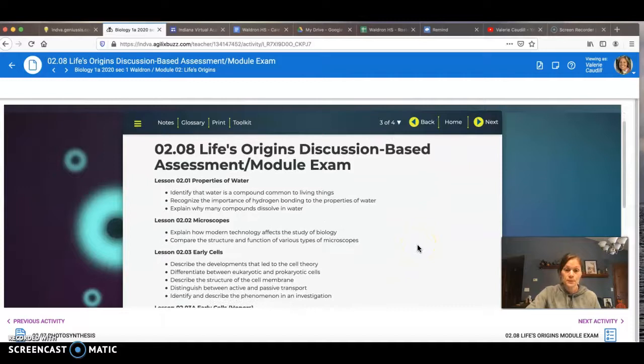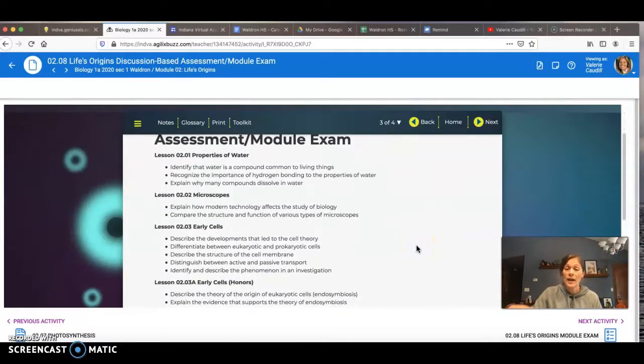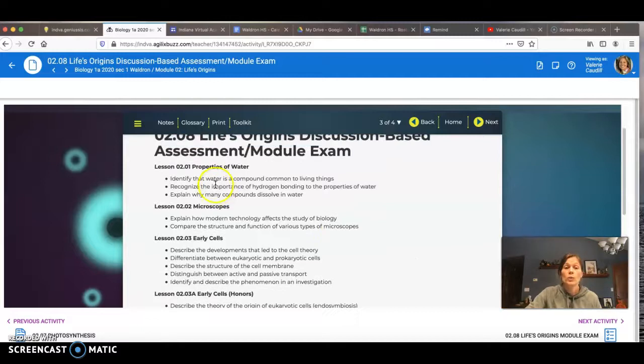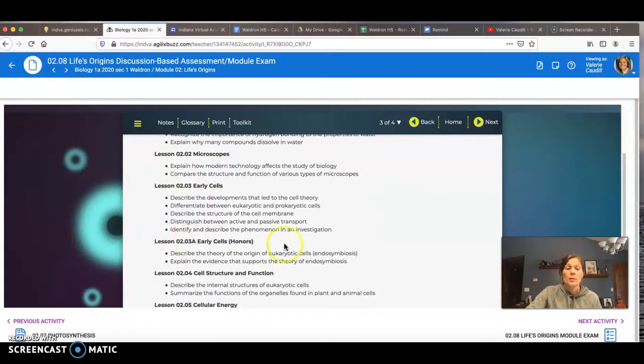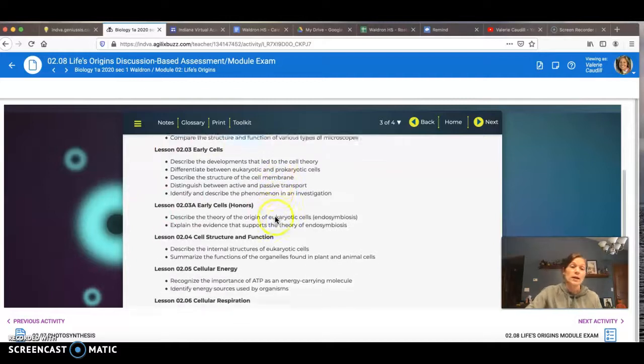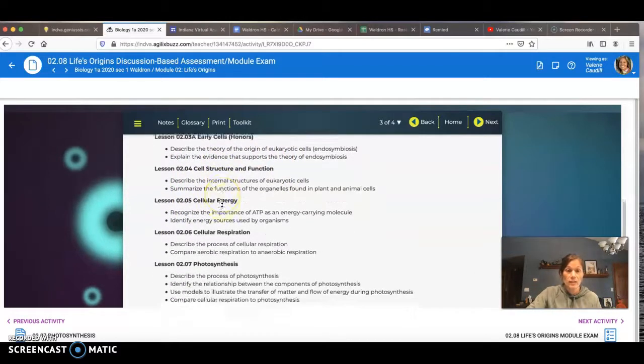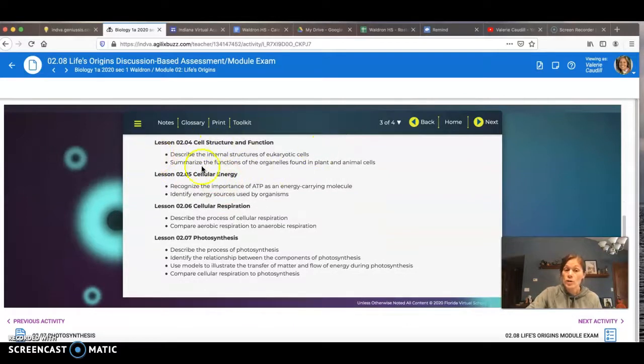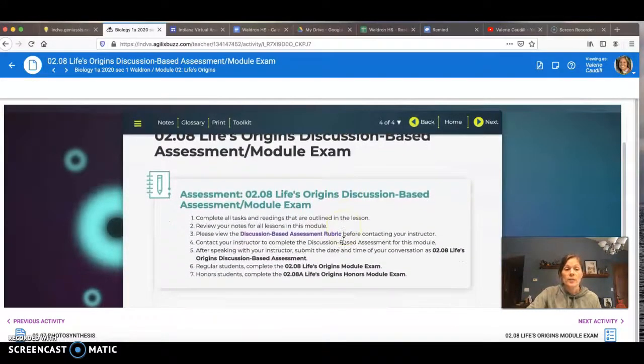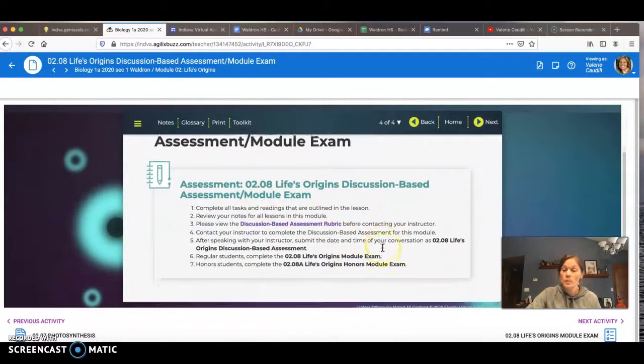Okay, now the third slide here gives a nice little overview of every lesson that we've had in Module 2. We've had the properties of water. We had a microscope lesson. Early cells, this was the one with the egg and the water and the vinegar and the syrup. Then you didn't have to do the honors portion. Then we had cell structure and function, and then cellular energy, cellular respiration, and then we wrapped it up with this project on photosynthesis.